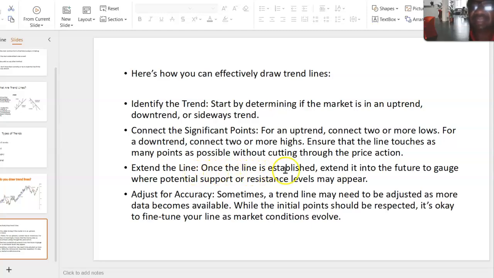Once the line is established, extend it into the future to gauge where potential support or resistance levels may appear. Adjust for accuracy. How do you adjust for accuracy? Sometimes a trend line may need to be adjusted as more data becomes available. So let's dive into how we can do this.